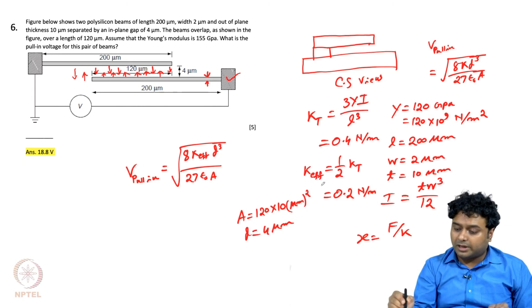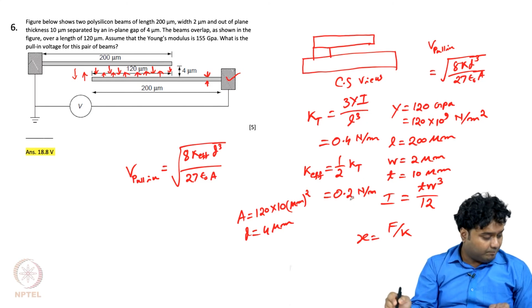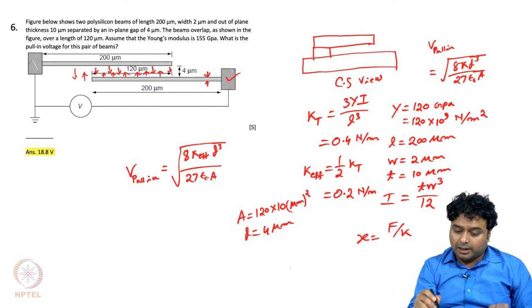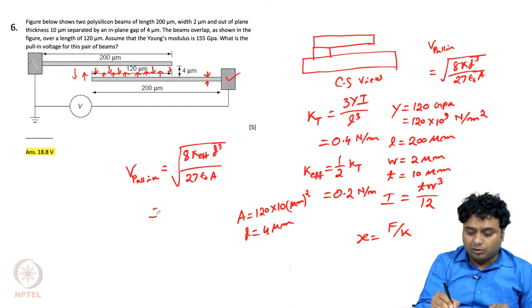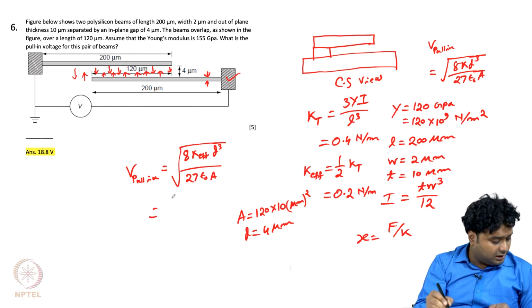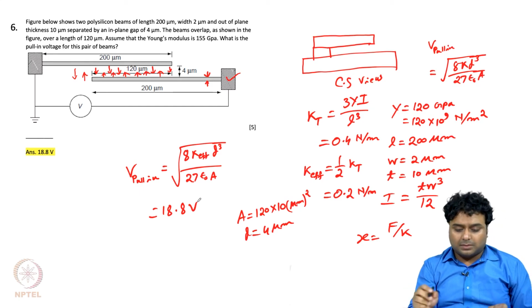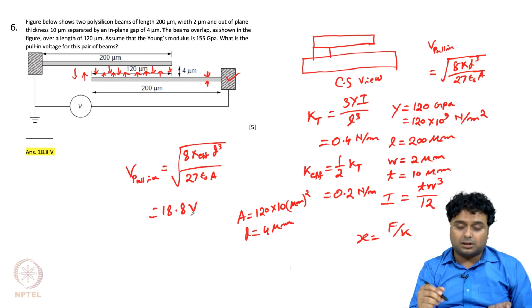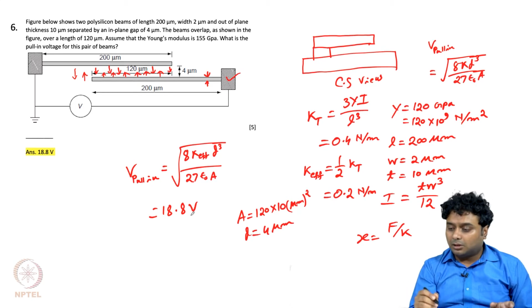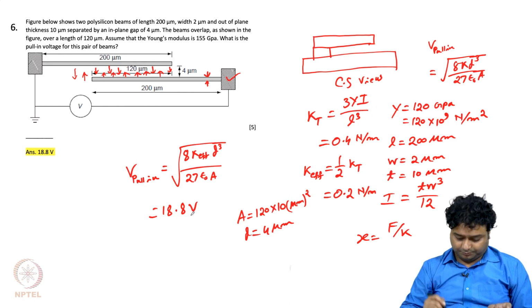and you already know k effective to be 0.2 Newton per meter, right, and epsilon naught is anyway known. So if you put all these values and calculate, you will get 18.8 volt. Mind that after calculation we are getting one value, but while accepting the answer we have kept a range, so that because of these decimal points your answer's correctness will not be affected.